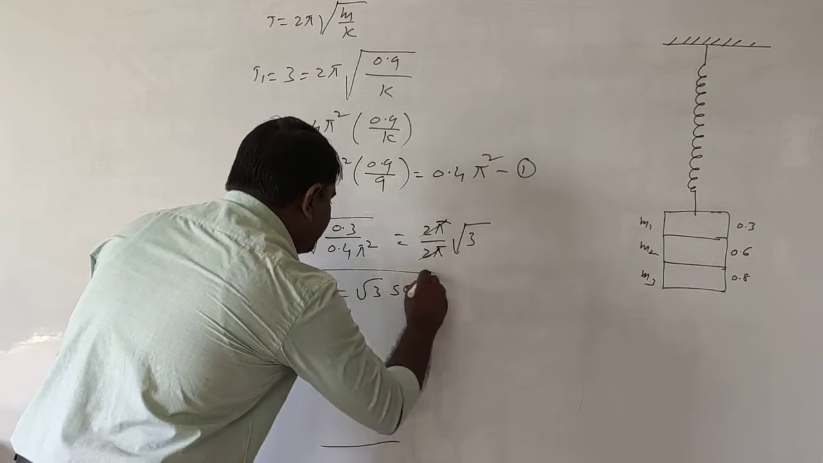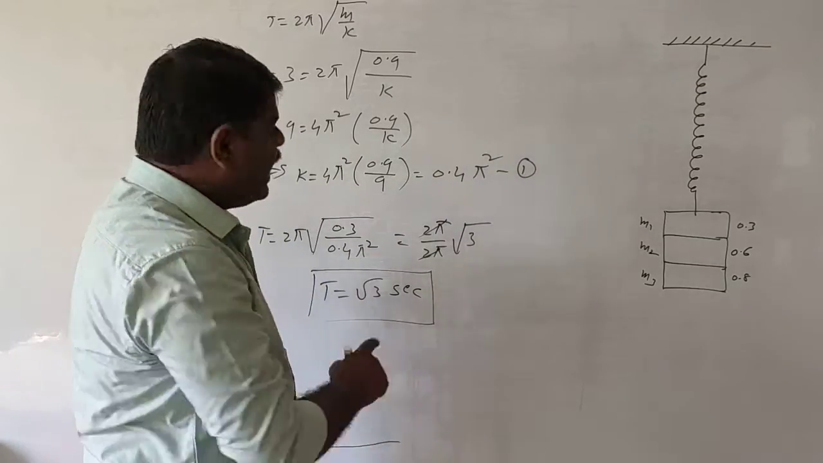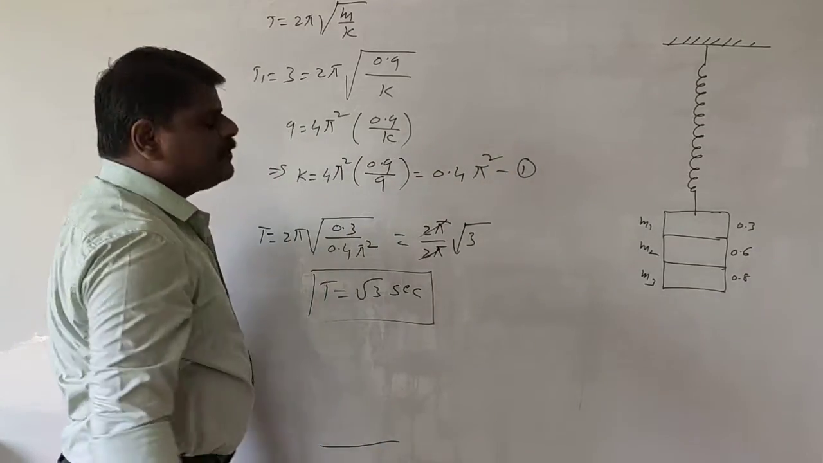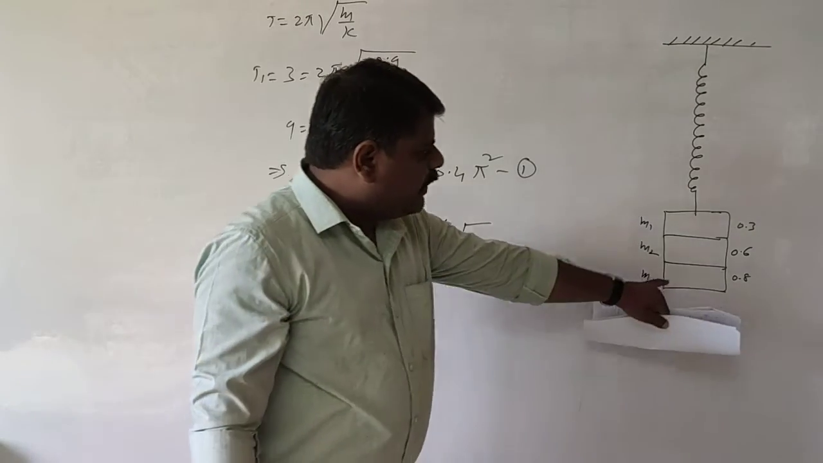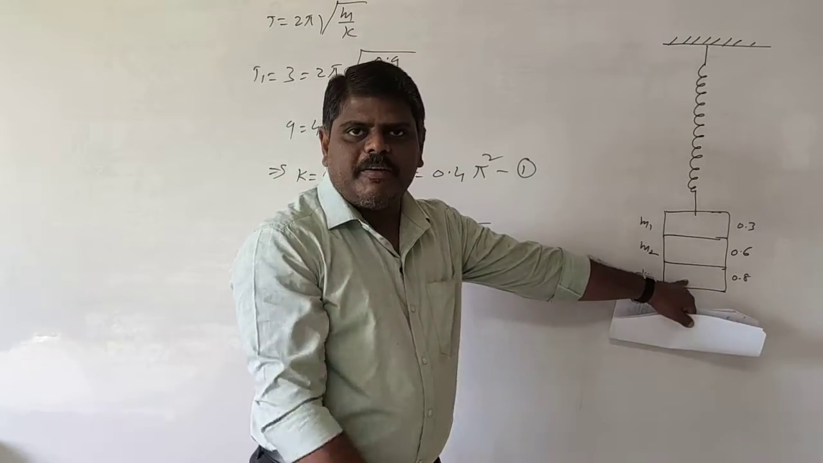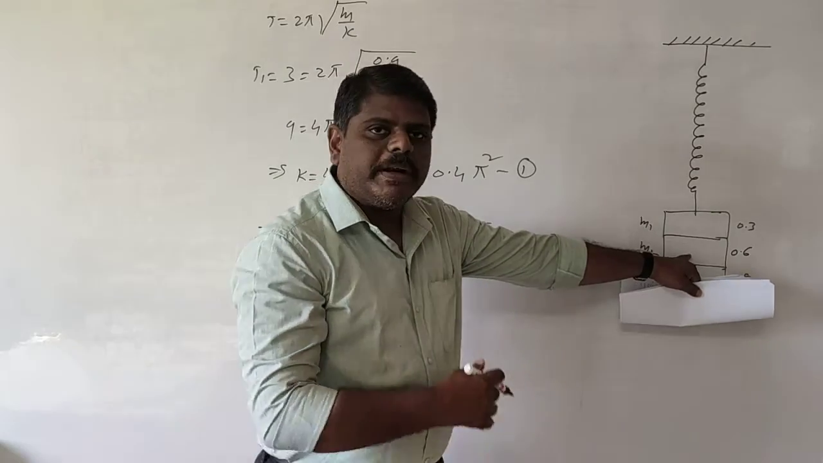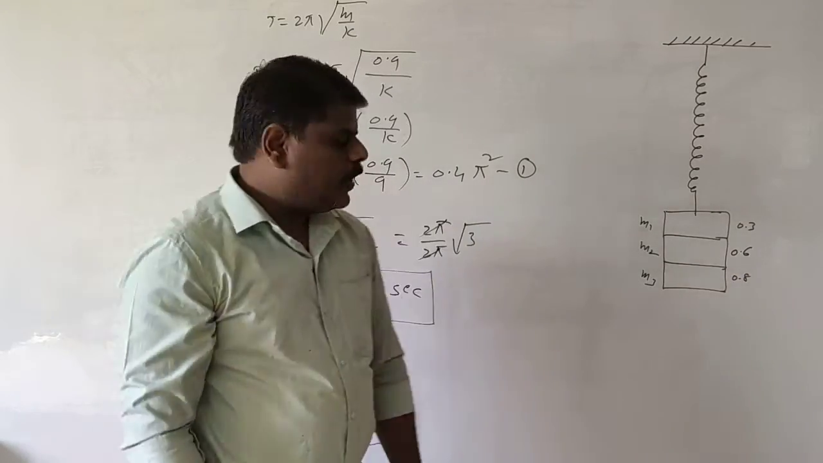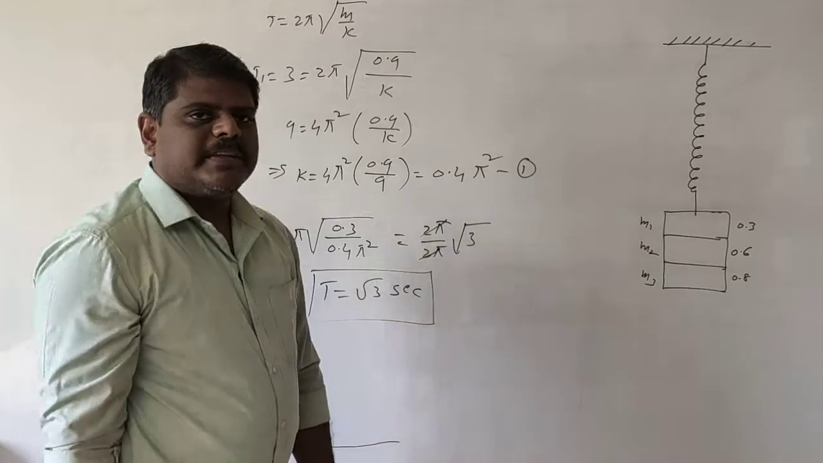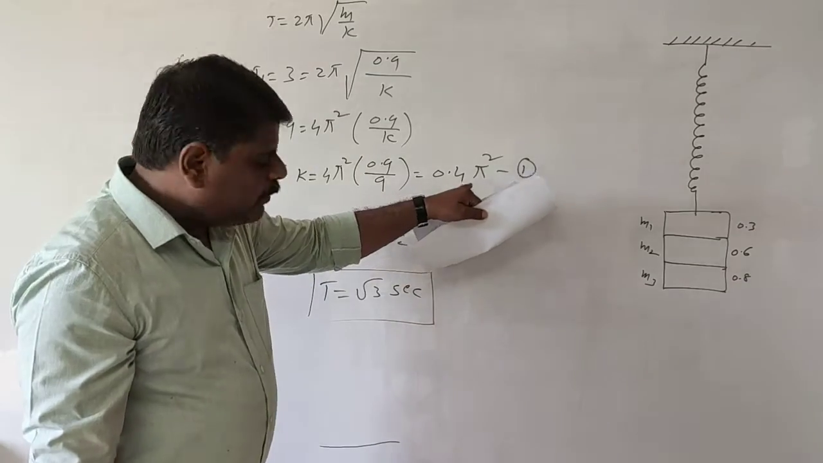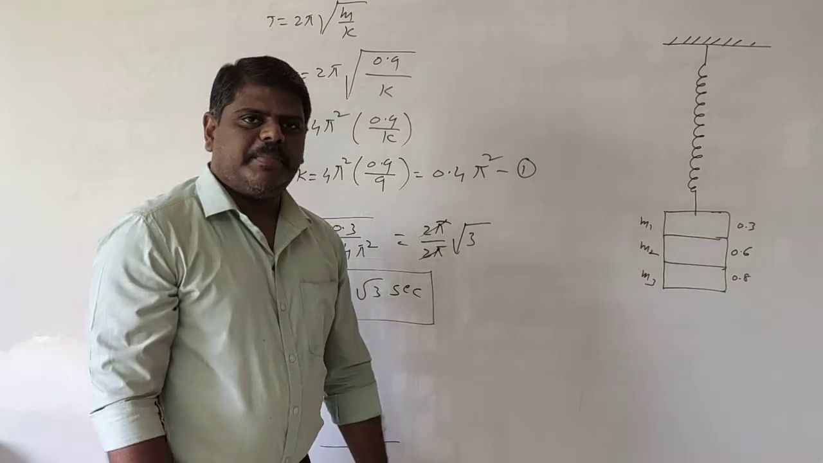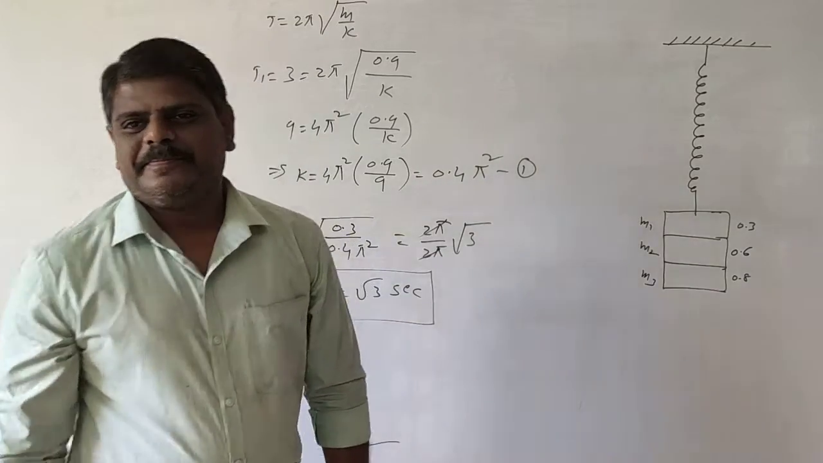Is the time period increasing or decreasing? The time period is decreasing. Earlier the time period was 3 seconds, but now it becomes root 3 seconds. So when 0.8 kg is removed, the time period is 3 seconds. When you remove 0.6 also, the time period becomes root 3 seconds. Okay, this is the process. By using the first condition we calculate the spring constant, and by using the spring constant we calculate the time period. Let's go for the next one.